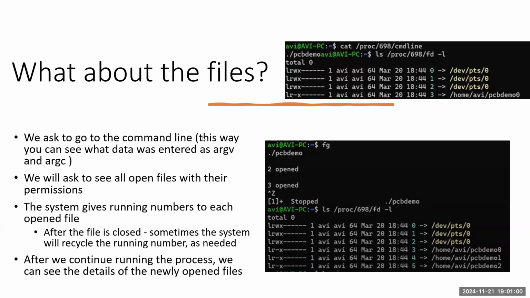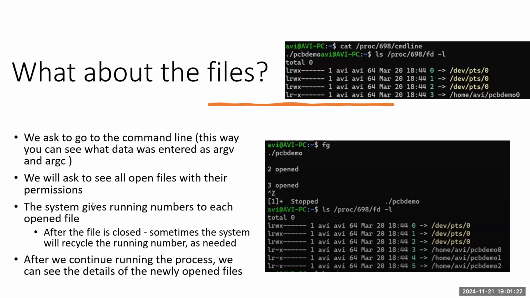We asked to go to the command line. This way, you can see what data was entered as argv and argc. Well, you can't really see argc. Argc is the count, how many arguments, but you can see the command line tells me that the first parameter is just PCB demo. We will ask to see all open files with their permissions.